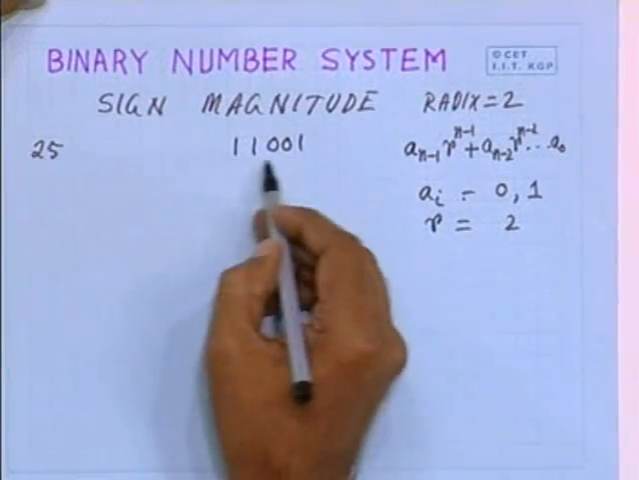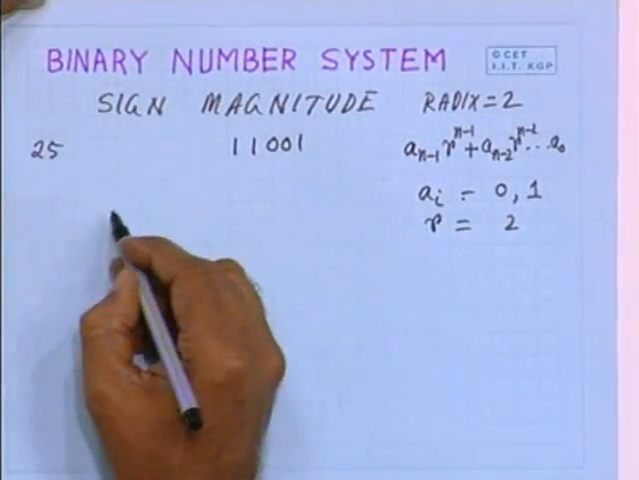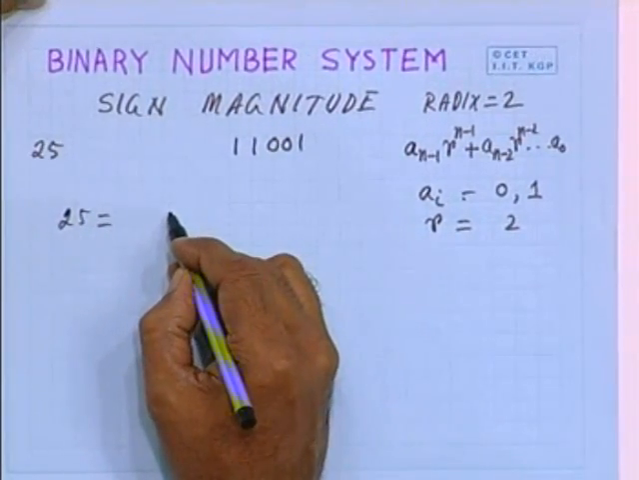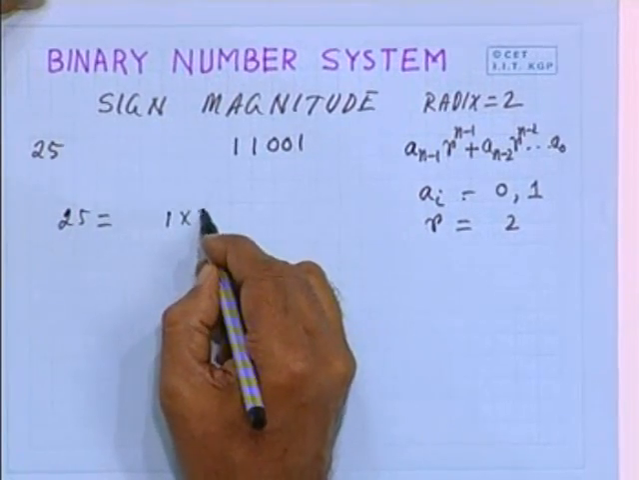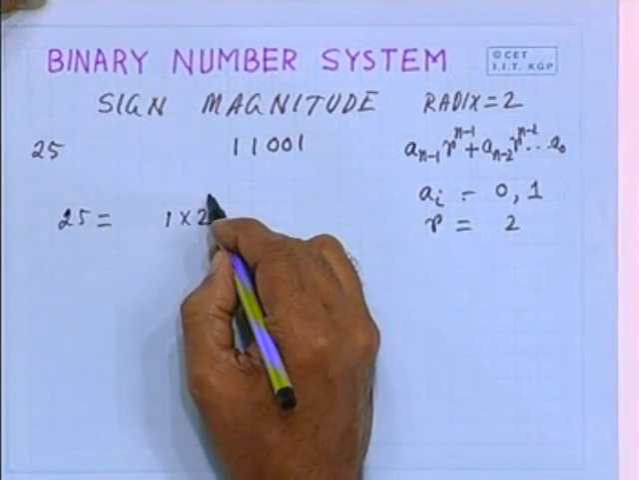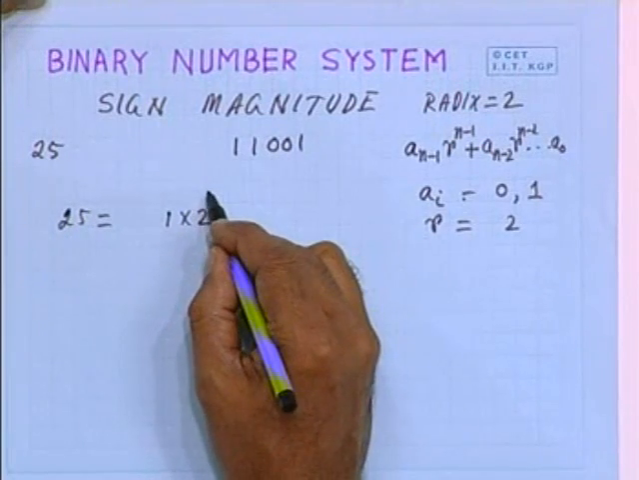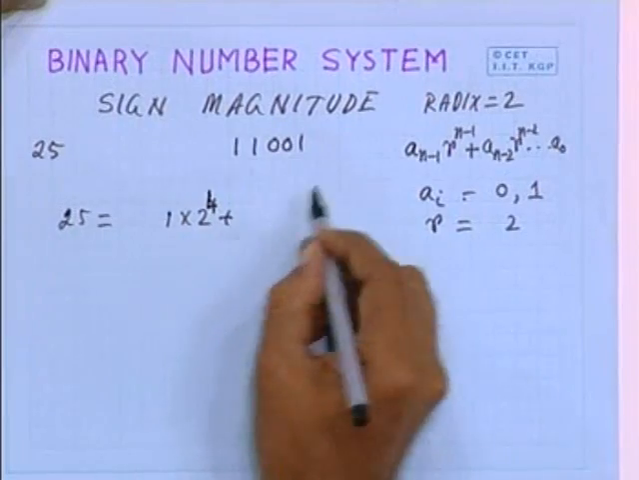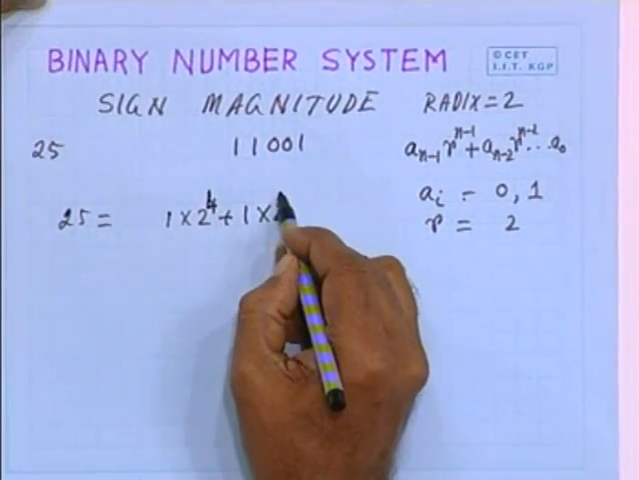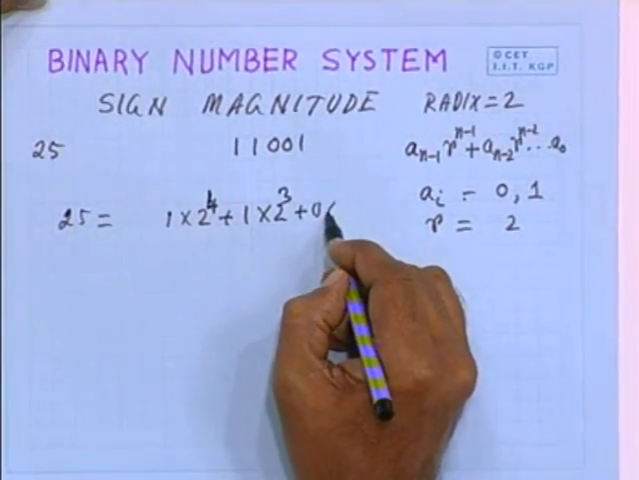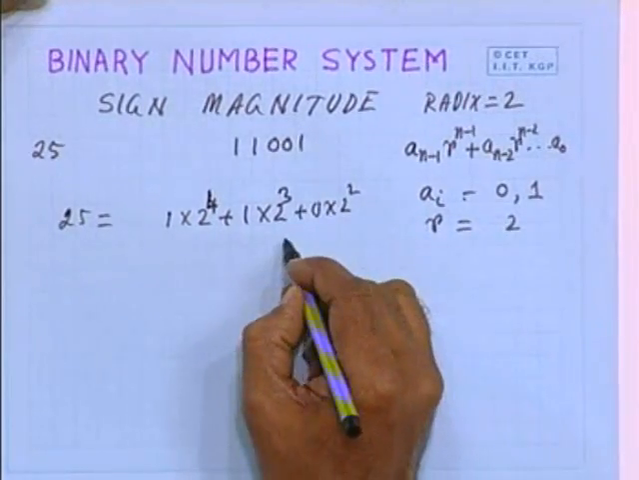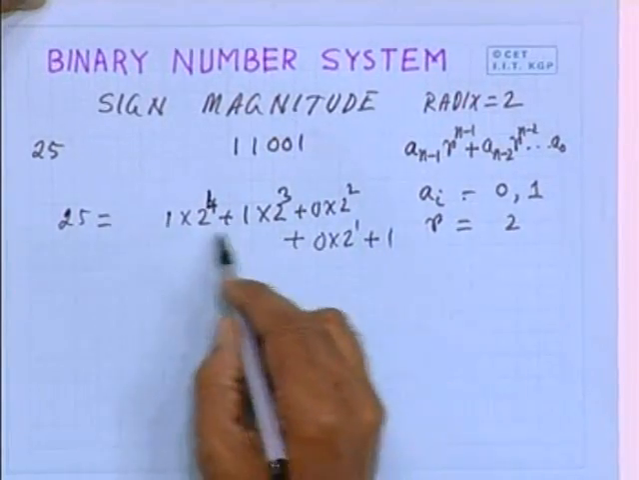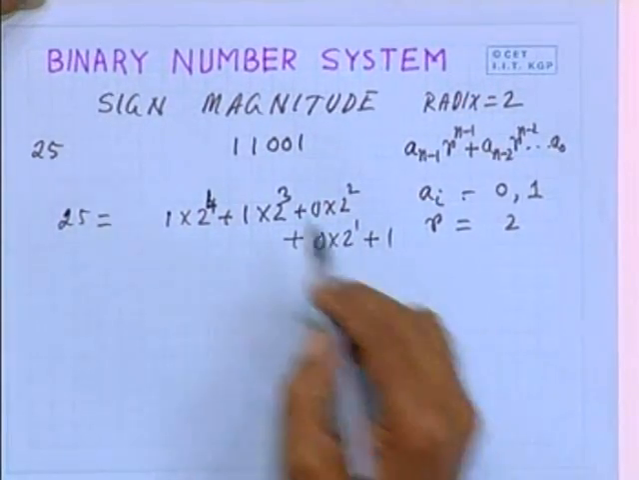Now, how do you get 25? 25 is equal to 1 into 2 to the power 4, plus 1 into 2 to the power 3, plus 0 into 2 to the power 2, plus 0 into 2 to the power 1, plus 1. That's how you got 25. Now, how do you represent sign?